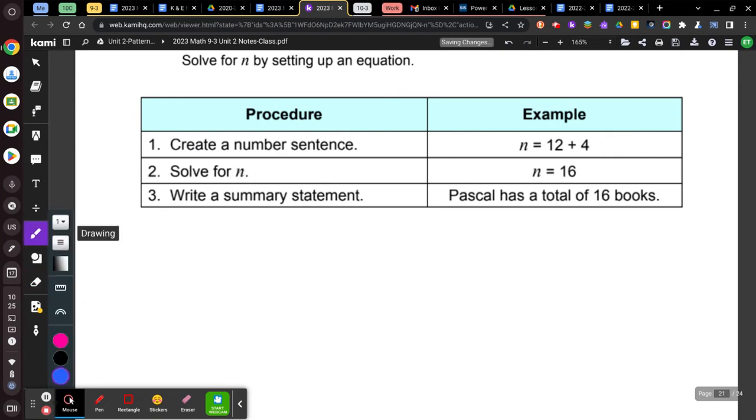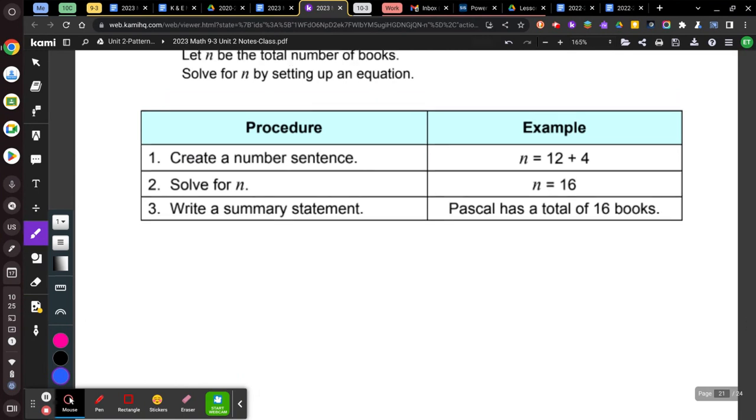So the missing number is N. You could have chosen any letter, W, X, Y, Z. It really doesn't matter. So if you've got 12 books from one spot and 4 that you sign out from the library, you're going to add them together to get the total, which is 16. You could do a couple different ways. You could have done 12 plus 4 equals what? That is one statement you could do, which means what's your missing letter?